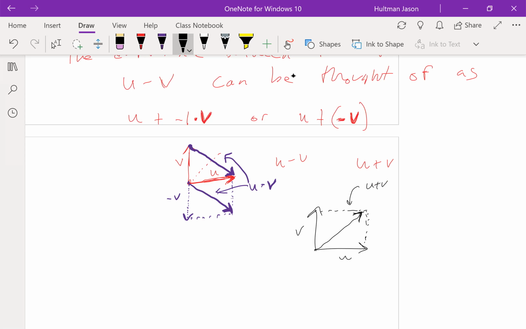And what was u minus v? Isn't that the other diagonal? Isn't that u minus v? Oh, that's it. So one diagonal is u plus v. The other diagonal is u minus v. That's the point there.